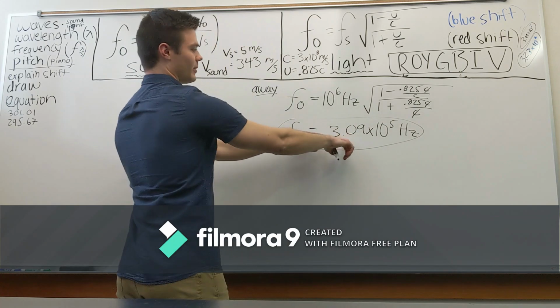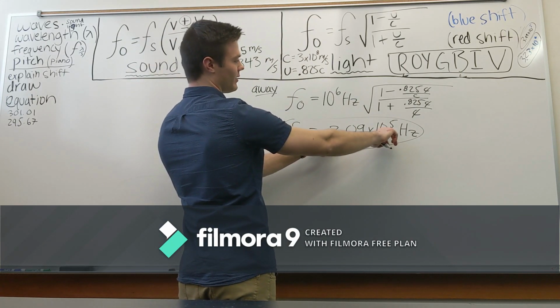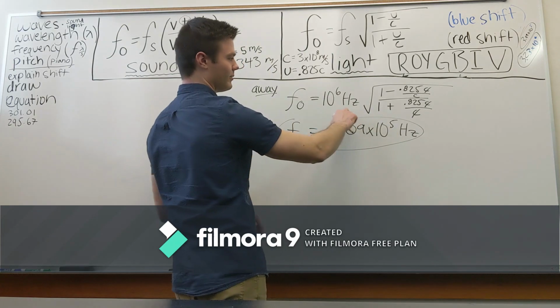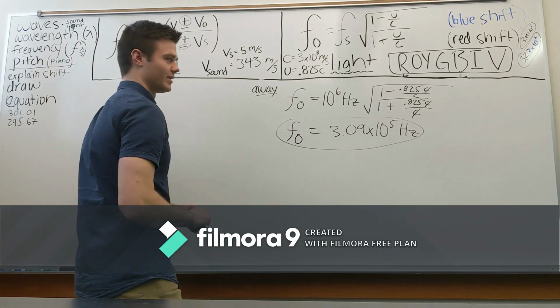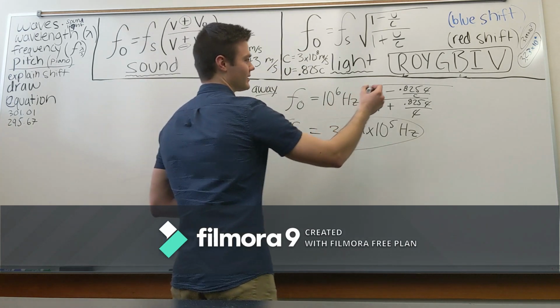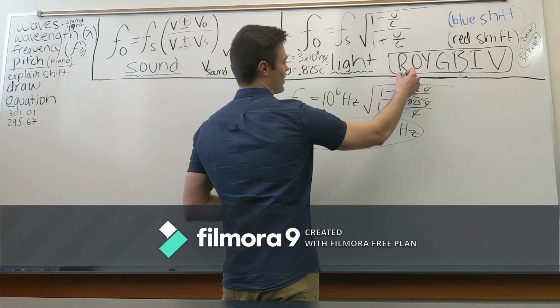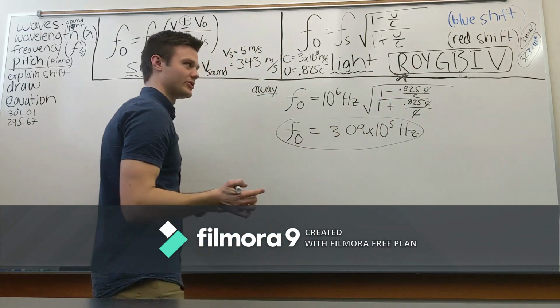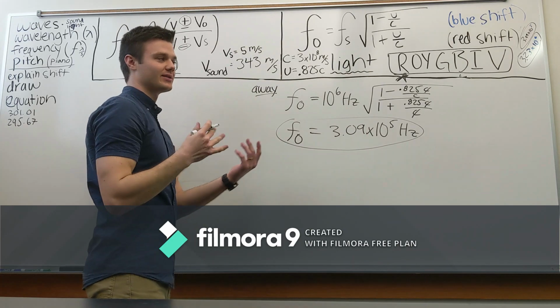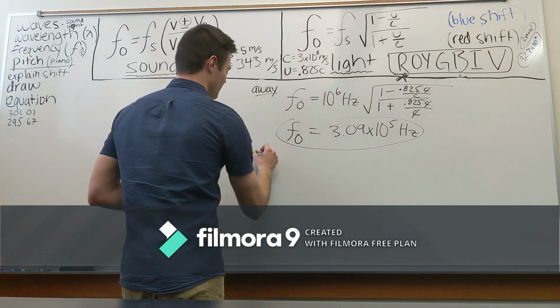Now, 3.09 times 10 to the 5th is a smaller value than the 10 to the 6th hertz coming out at the source. So that's why this is a red shift. That's what we call red shift. It's lower frequency, closer to red. Red has a low frequency.